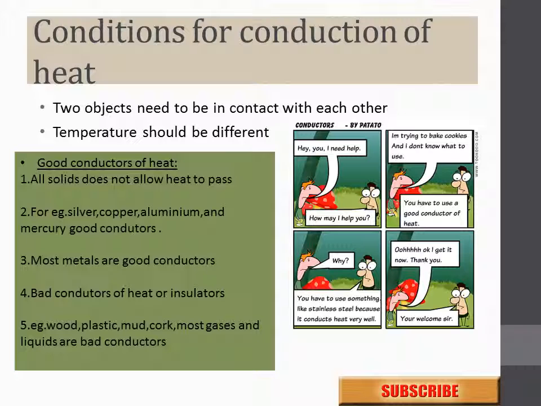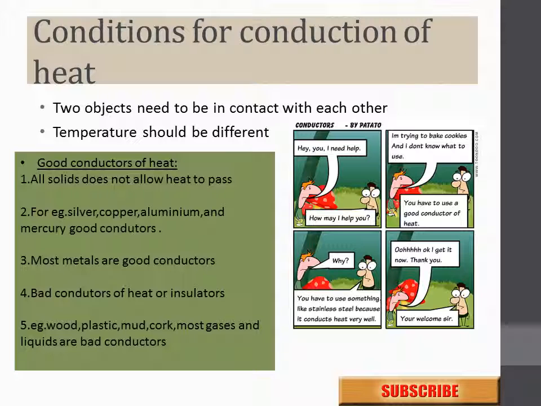So what is the exact point over here? That you need a good conductor of heat. A good conductor of heat is very essential to pass the heat. What is a good conductor of heat? Not all solids allow heat to pass, but there are some solids that allow heat to pass through them. This is a good conductor of heat. The examples of good conductors of heat are copper, silver, aluminium and mercury.